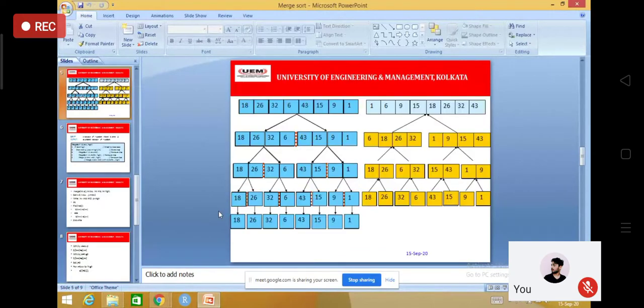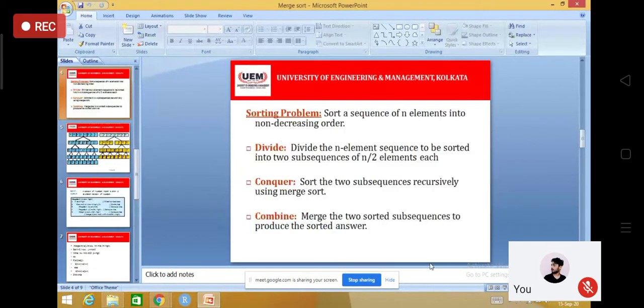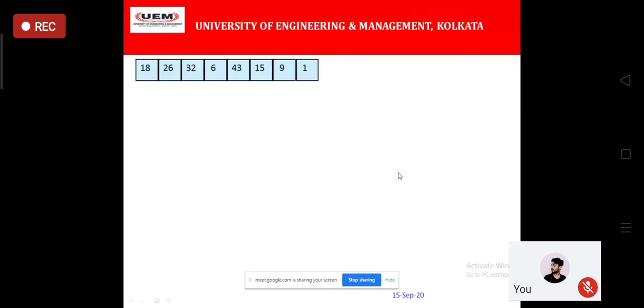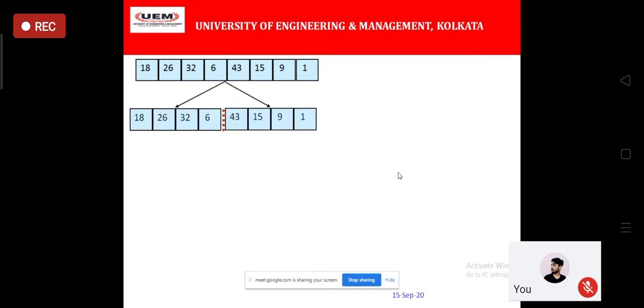Fine. Now, let me take it in the presentation mode so that you can see it. So these are my elements: 18, 26, 32, 6, 43, 15, 9 and 1. Fine. So combine means divide. First the divide you need to do. So divide it into two halves.